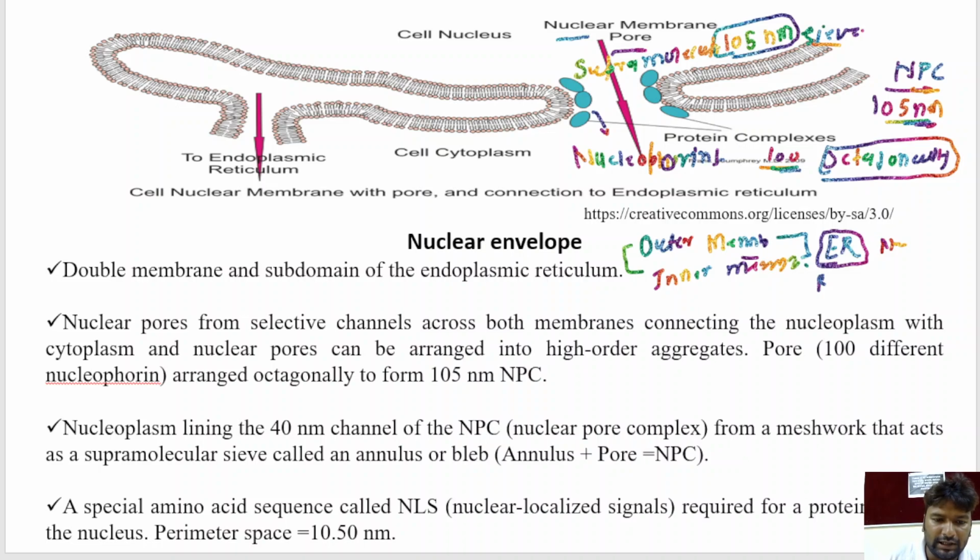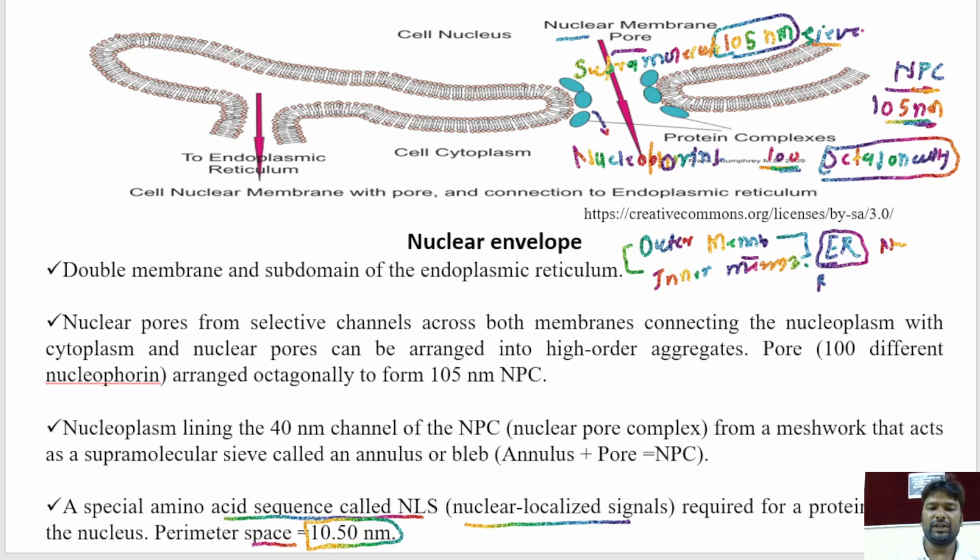A special amino acid sequence called the nuclear localization signal is required for a protein to enter the nucleus, and the perinuclear space, the space between the two nuclear membranes, outer and inner membrane, is 10 to 50 nanometers.